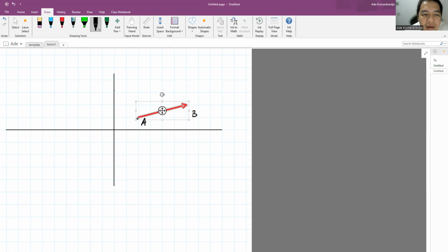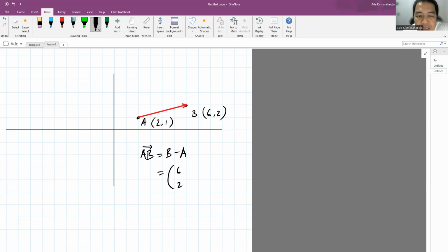So if you remember, the location of A is at 2,1, and the location of B is at 6,2. Therefore, the vector AB is the location of B minus A, right? So the final location minus the initial location. In this case, you just put those numbers here, 6, 2, and then subtract 2, 1. So we have a vector AB, where it has a horizontal component equal to 4, and a vertical component equal to 1. So this is vector AB, okay?